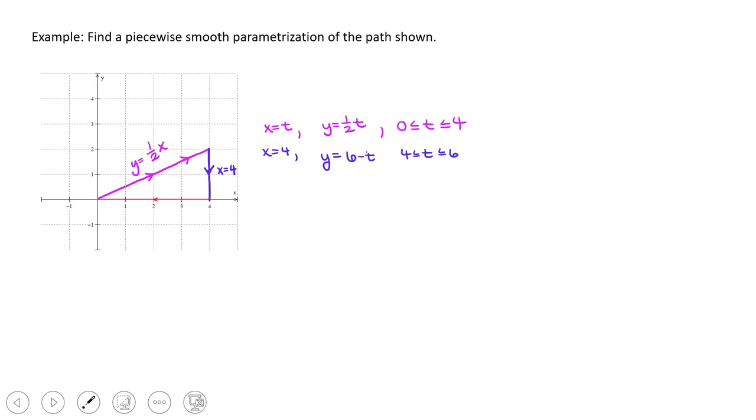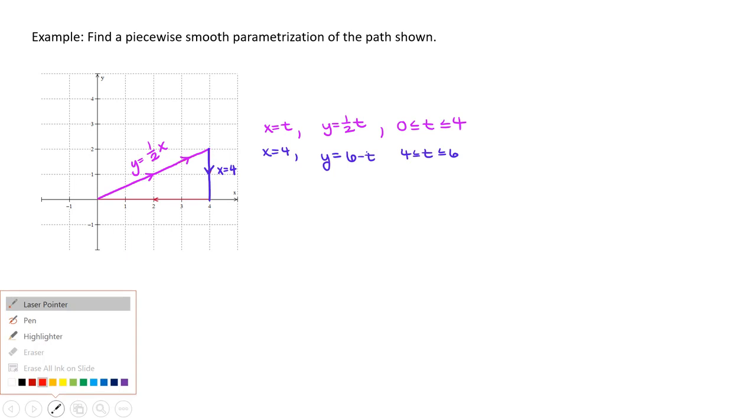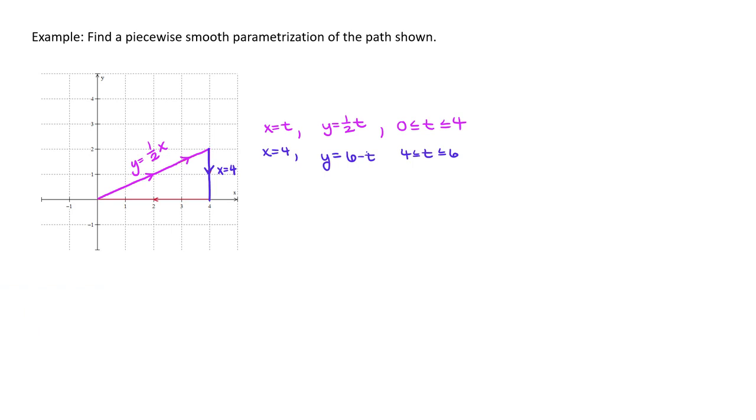In this case, I played around a little bit with numbers here. Let me show you how I got this. So first of all, if you plug in the 4, you get y equals 6 minus 4, y equals 2. And then if you plug in the 6, 6 minus 6 is 0. So it does take you down that path in blue.